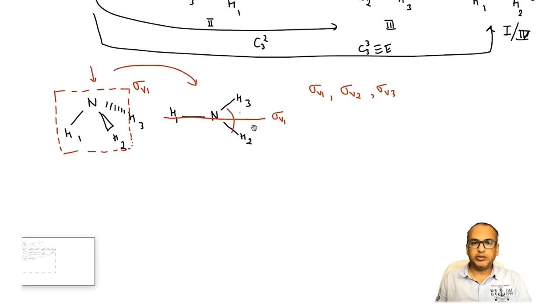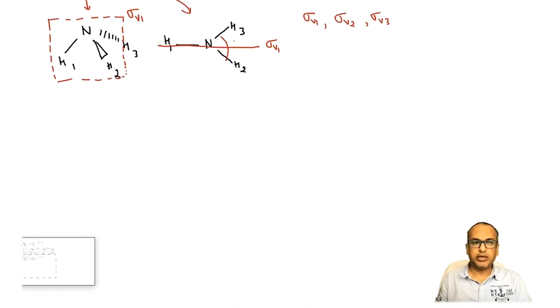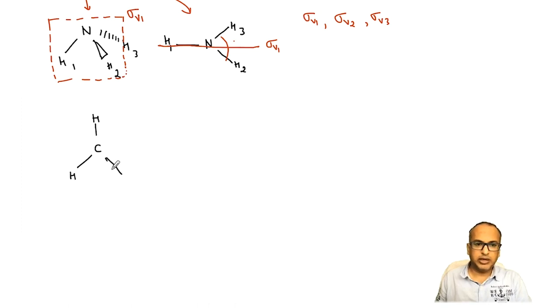These are the symmetry elements, or symmetry planes, present in ammonia. Now let us move to more complex molecules and look at proper axes of rotation and planes. We have discussed this case, but let's discuss in more detail so that it is very clear.